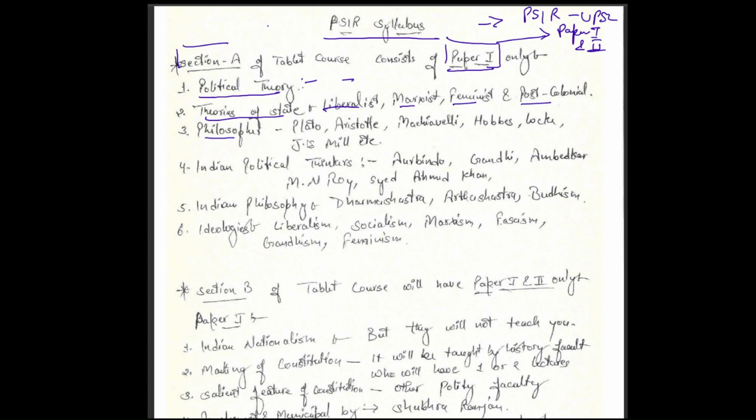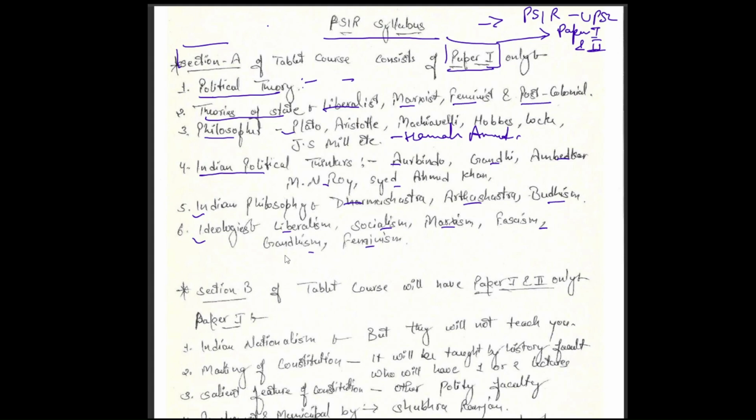And another topic is philosophers: Plato, Aristotle, Machiavelli, Hobbes, Locke, J.S. Mill, and we are also going to have Hannah Arendt. I forgot to mention her. Hannah Arendt, Laski. There are many philosophers, and it will also consist of Indian political thinkers like Aurobindo, Gandhi, Ambedkar, M.N. Roy, Syed Ahmad Khan, and Indian philosophy: Dharmashastra, Arthashastra, Buddhism, and various ideologies: liberal, socialist, Marxist, fascist, Gandhism, feminism.